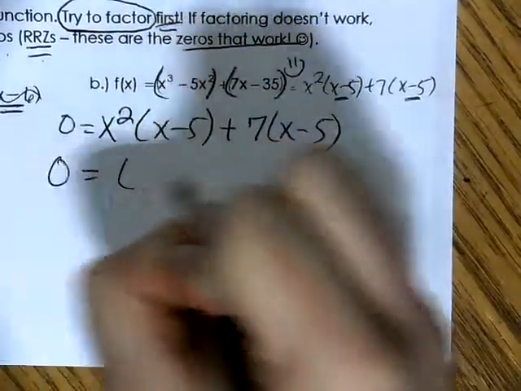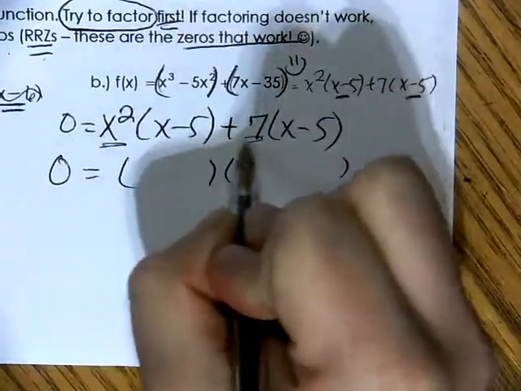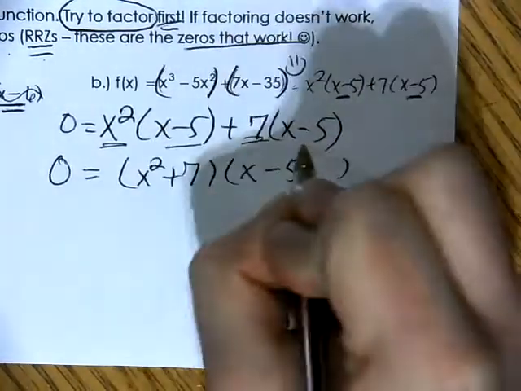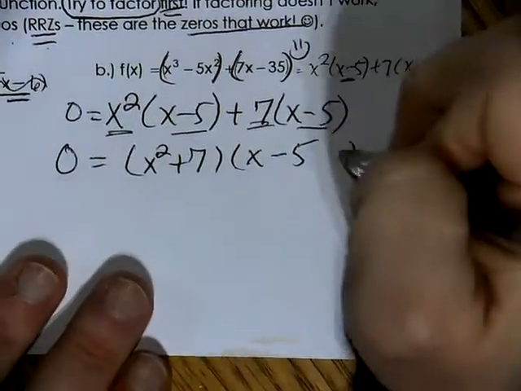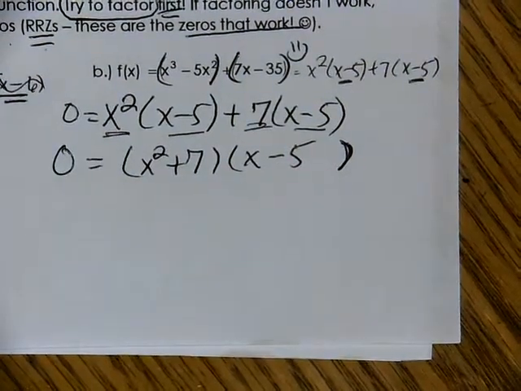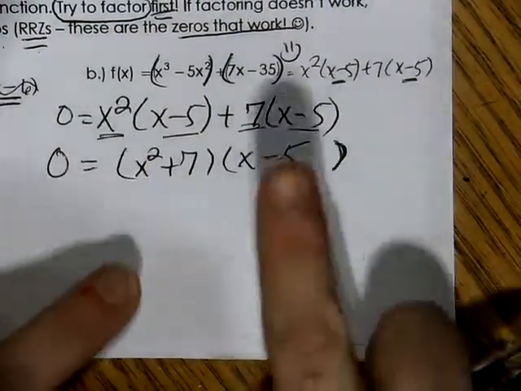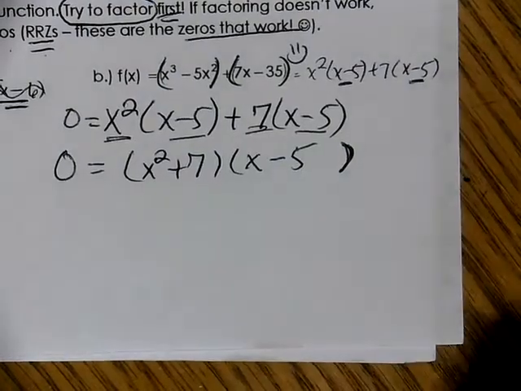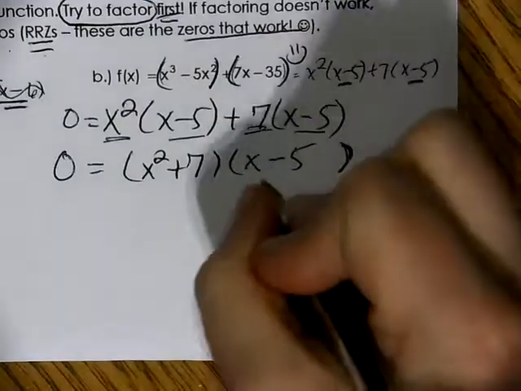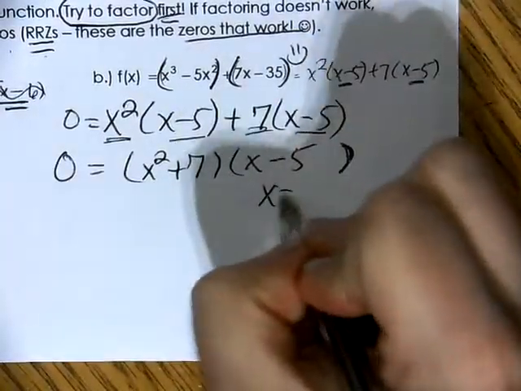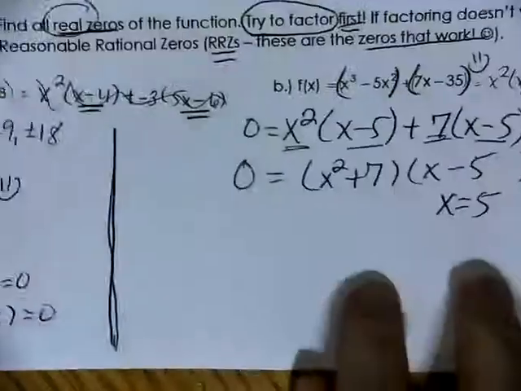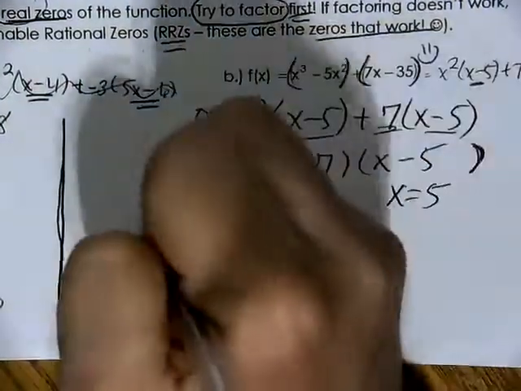And now I'm going to rewrite 2 parentheses, one with my outsiders, which is x squared plus 7, and one with my insider, which is x minus 5. Now, a lot of kids like to write 2 parentheses to represent their insiders. We only need 1. So 1 parenthesis for the outsiders, 1 parenthesis for the insiders. So from here, we need to set each piece containing a variable equal to 0. So far I know that I'm going to get x equals 5, but we are interested in all of the real zeros. So let me see what happens with this x squared plus 7.